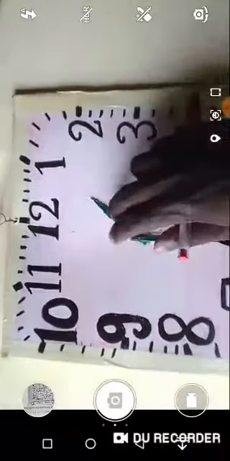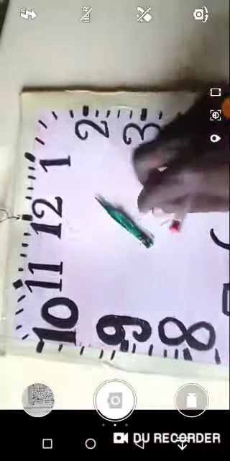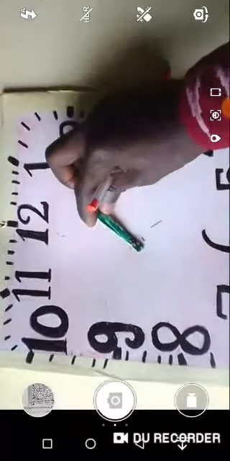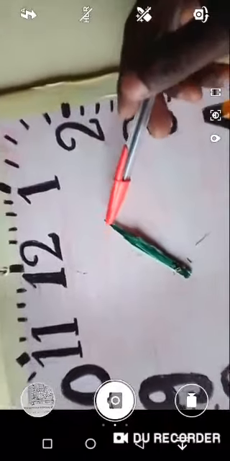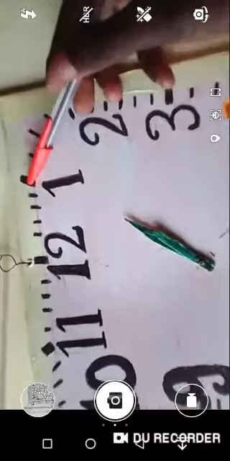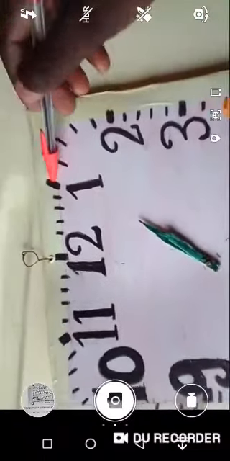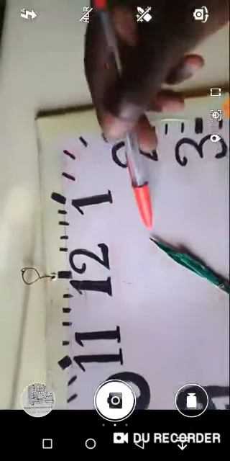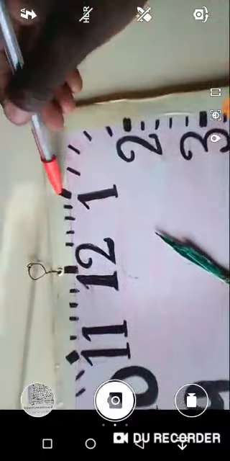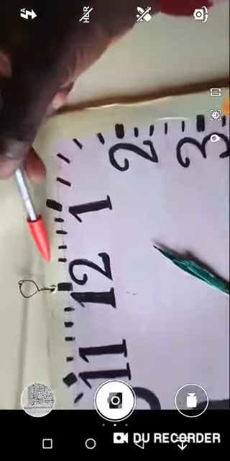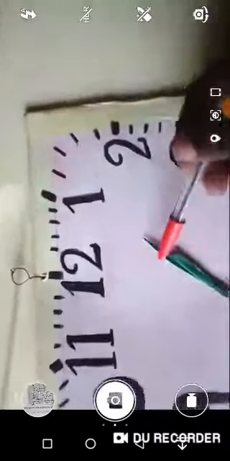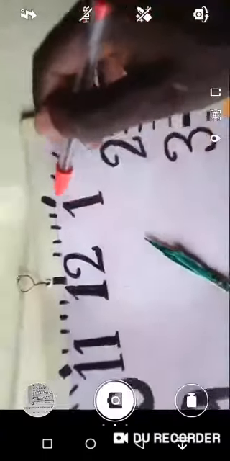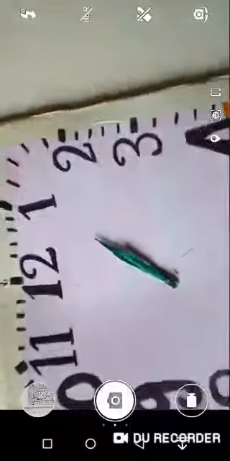5 minutes past 1 means this one will come to 1 here. You see? This is 5 minutes past 1. I'll start with the long one. It is pointing at this large point of 1. Therefore, I count 1, 2, 3, 4, 5. This is 5 minutes past what? The short one is also pointing at 1. Therefore, it is 5 minutes past 1.